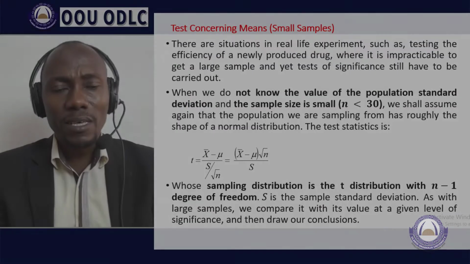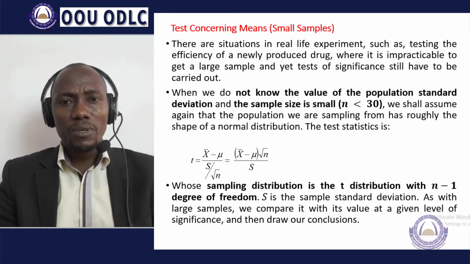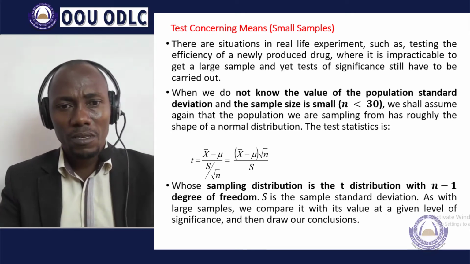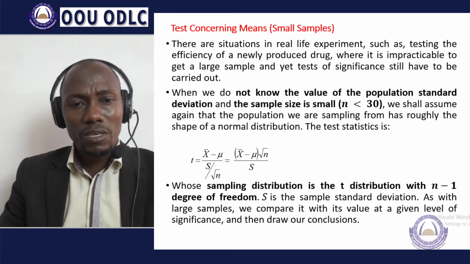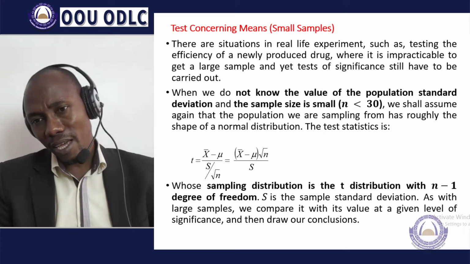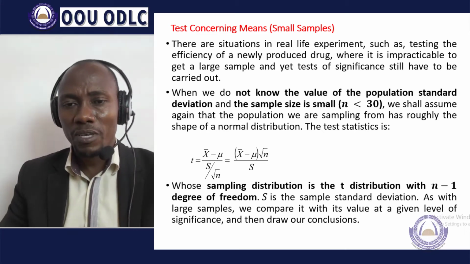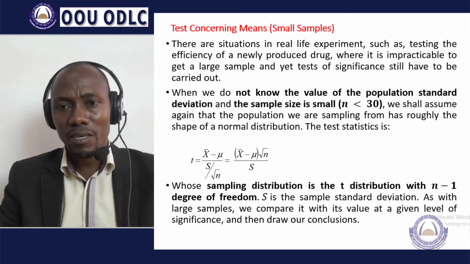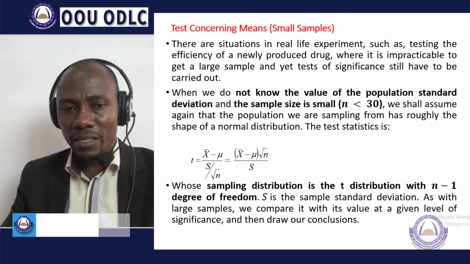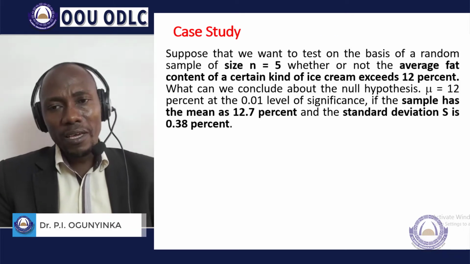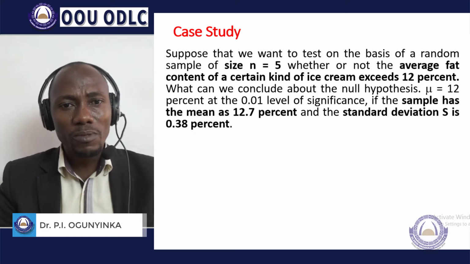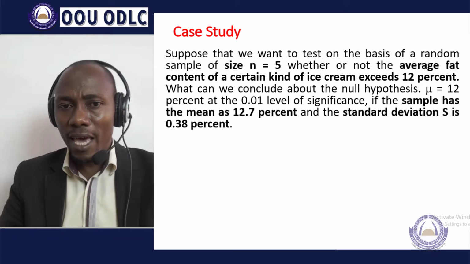Next, we shall be testing another hypothesis when the sample size is small. Here we shall be making use of the t-test statistic when the sample size is less than 30, and that is the condition for the sample size being small, with the degree of freedom of n minus 1. A case study.